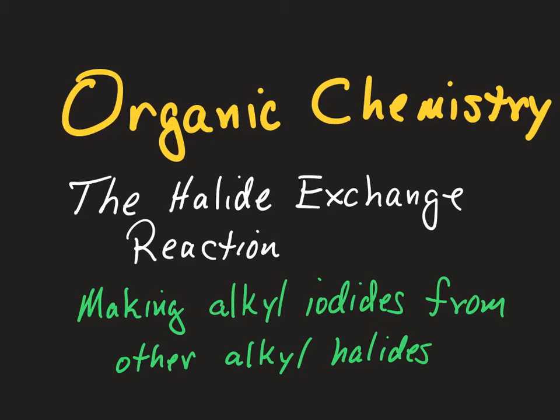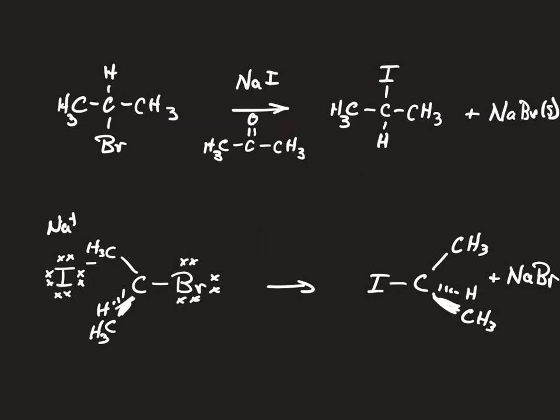We're going to talk here about the halide exchange reaction. That is, we're going to make alkyl iodides from other alkyl halides. The halide exchange reaction starts with an alkyl halide, usually an alkyl bromide or an alkyl chloride, and we react it with sodium iodide in acetone, right?